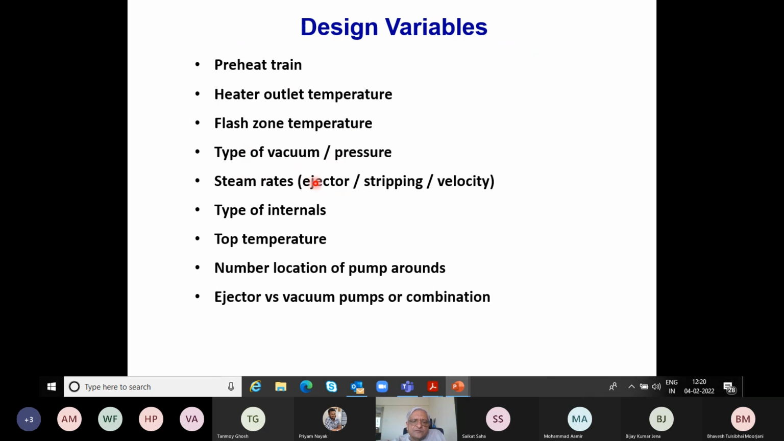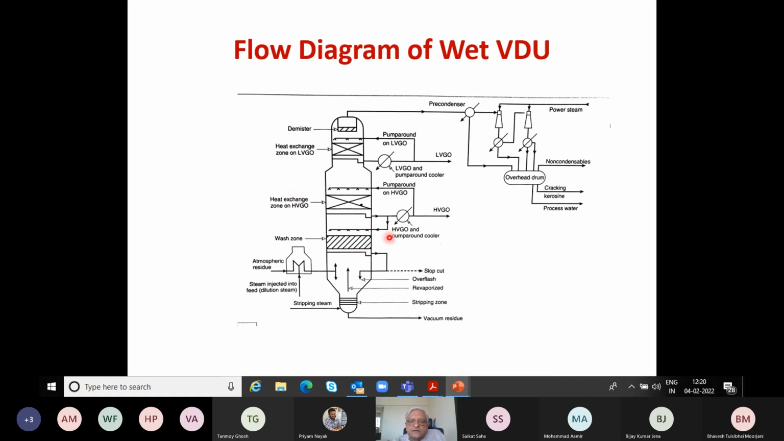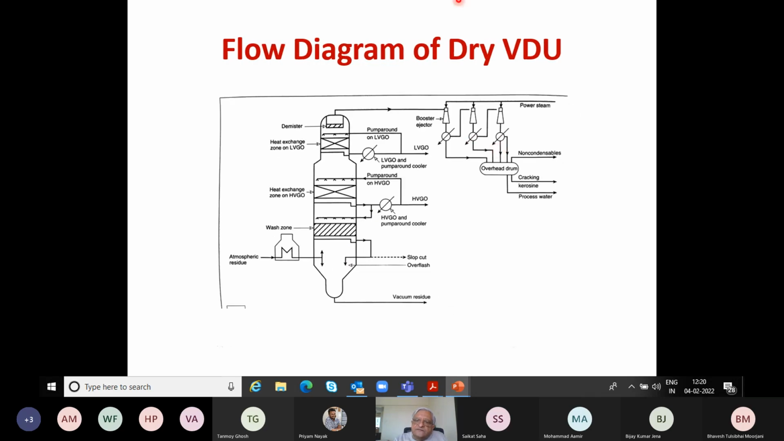I think the most important we will discuss. It is actually the type of internals that you provide. Now here, when we talk about column internals in a vacuum distillation column, the earlier discussion that I was doing in terms of the pressure drop in the column assumes very high importance because with great difficulty, with all this paraphernalia here, we create a 10 mmHg vacuum here. And suppose at the bottom it is 100 mmHg absolute pressure, then there's a 90 millimeter pressure drop.